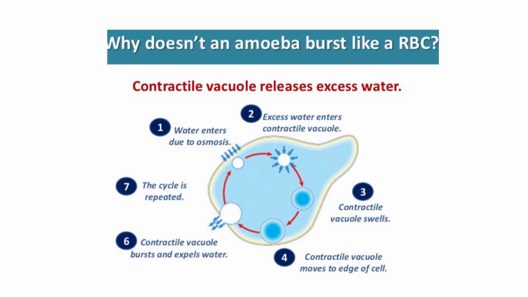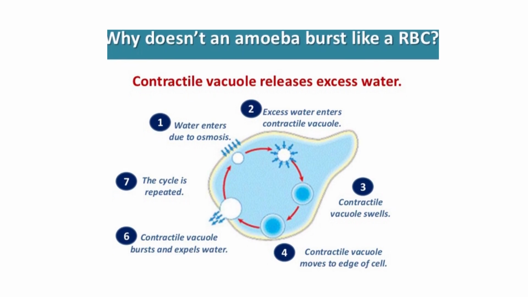Now, the simple answer to the question is that the amoeba has contractile vacuoles that absorb the excess water and release it to the outside environment, hence preventing the bursting, unlike the red blood cell. Here in the picture, you can see the steps from 1 to 7.